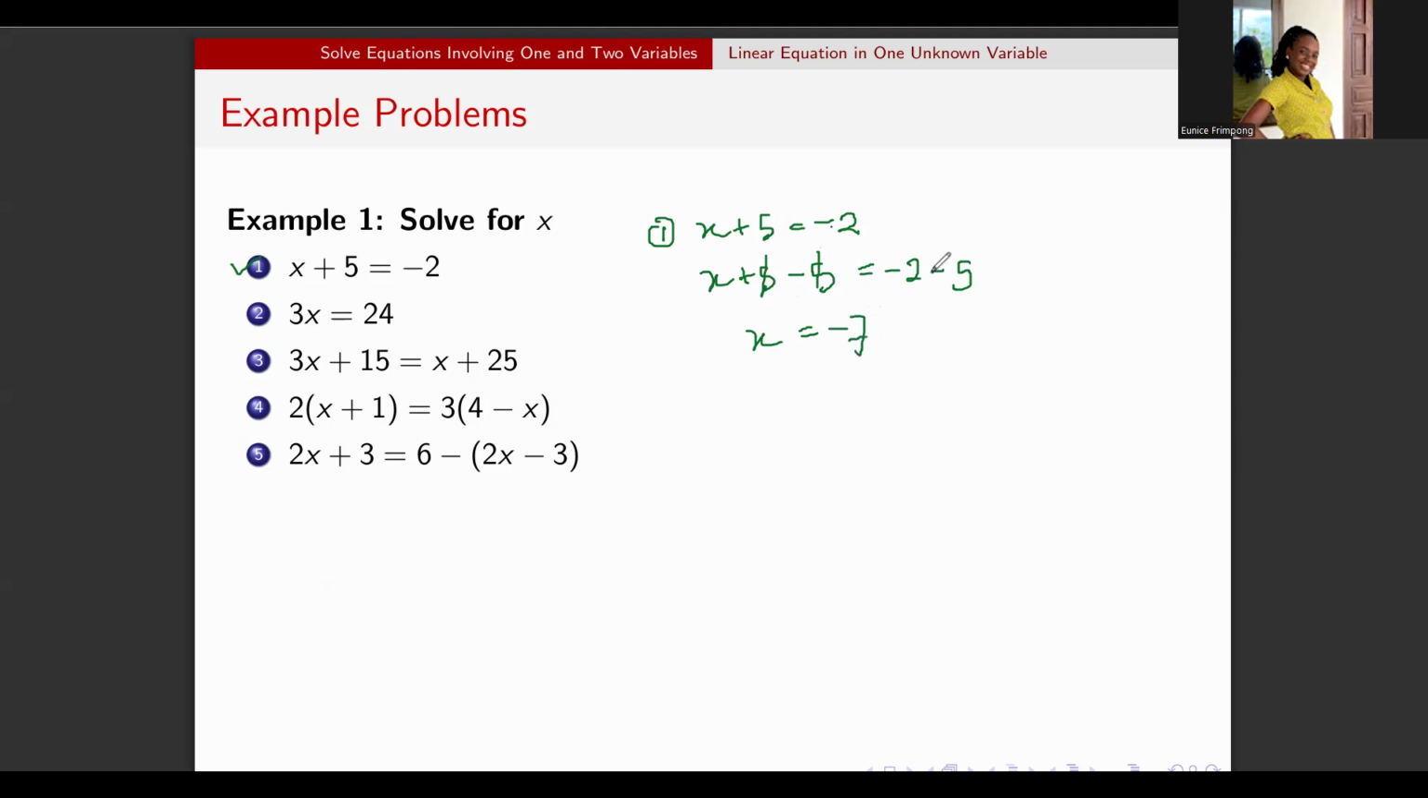Note you can use a calculator to do these calculations. You just key in minus 2 minus 5 and it gives you your response. So in the case of number 1, we have x is equal to minus 7.